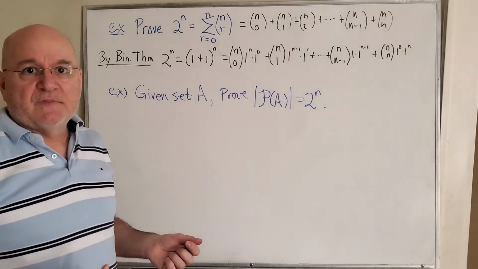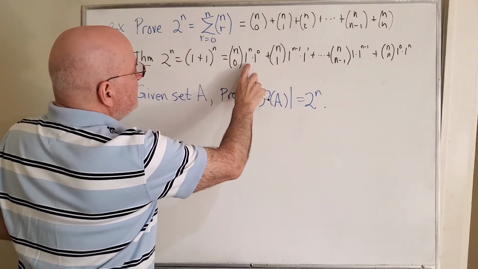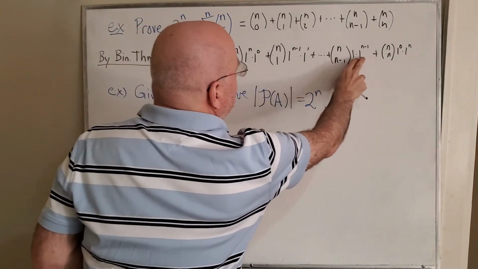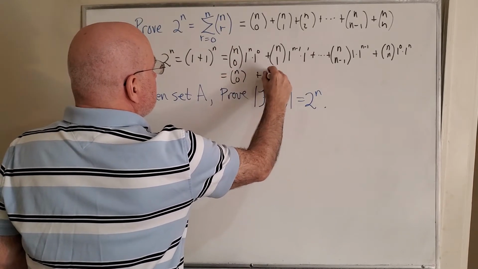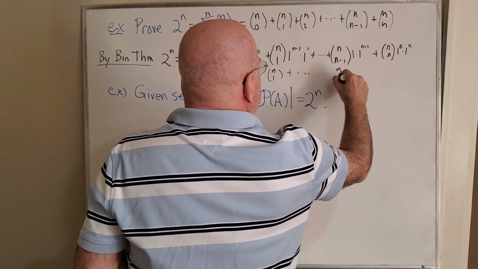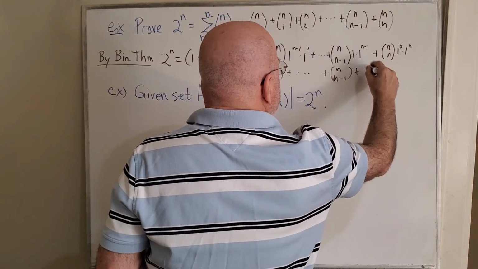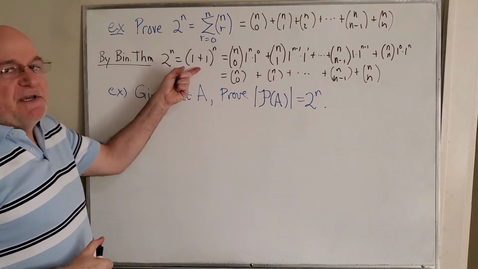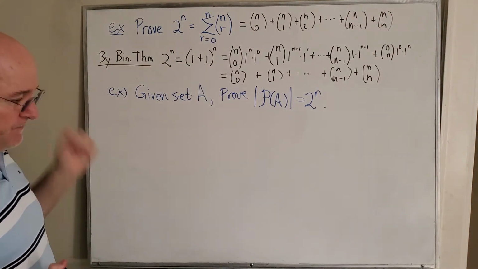And we're done. The binomial theorem, notice that everything except the binomial coefficients, this is just 1. 1 to any power is just 1. That's a 1, that's a 1, that's a 1, that's a 1. So we get n choose 0 plus n choose 1 plus plus n choose n minus 1 plus n choose n. And we're done. So knowing we could use this little trick, it made it very easy by using the binomial theorem.